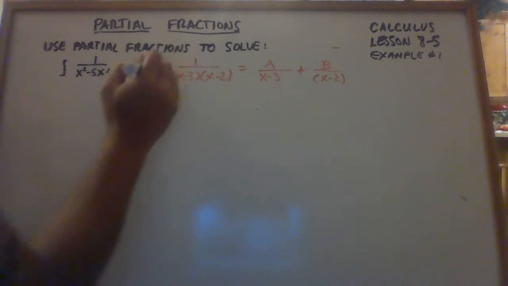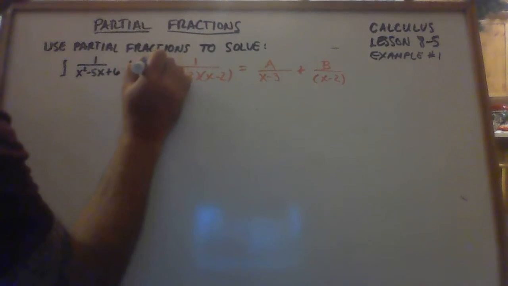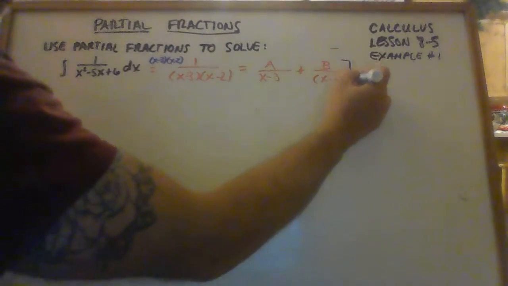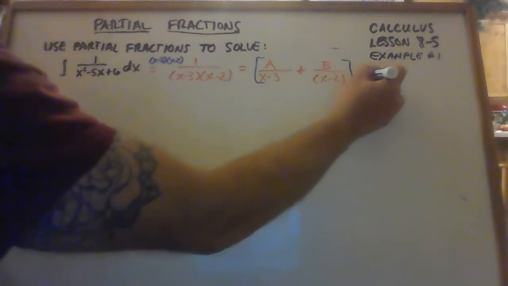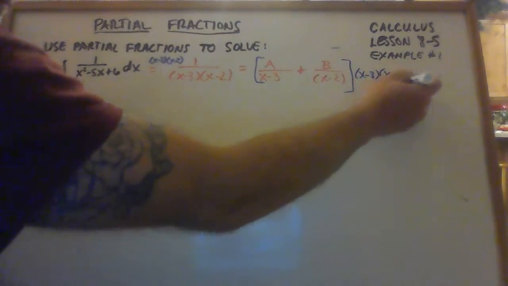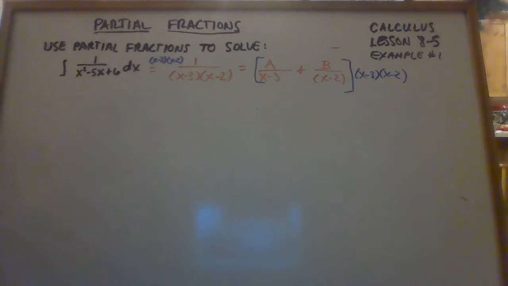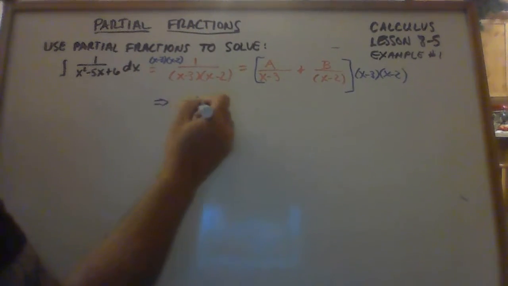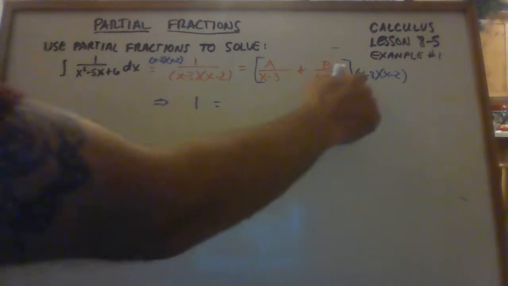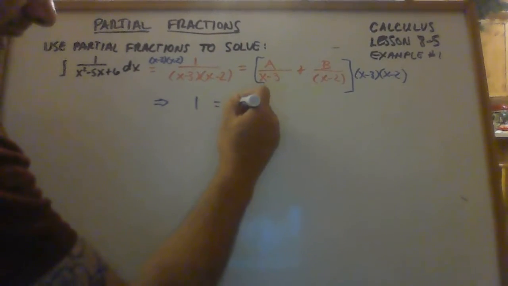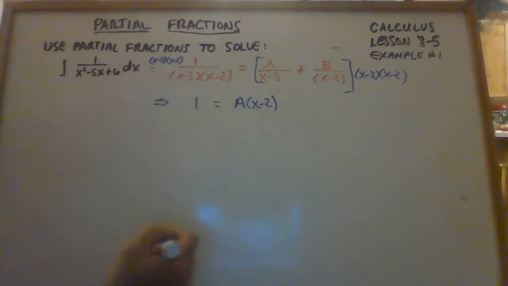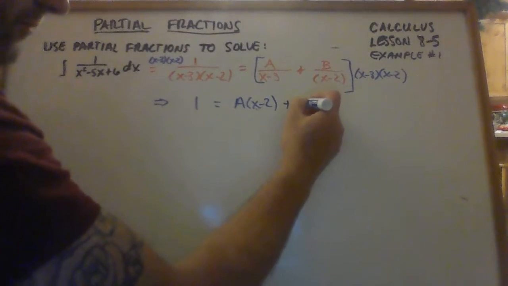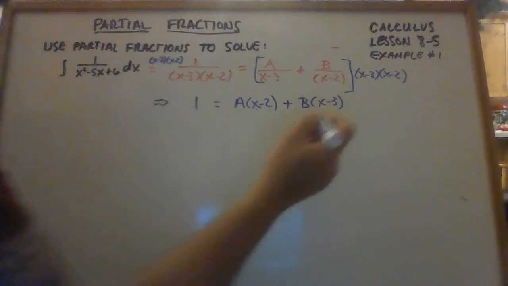So the first thing I'm going to do is multiply this whole thing by x minus 3, x minus 2 on both sides. Basically what that does is cancel these out and leave you with a 1 right here. The x minus 3 cancels out x minus 3 and leaves you with a times x minus 2. Plus, x minus 2 cancels out x minus 2 and leaves you with b times x minus 3.